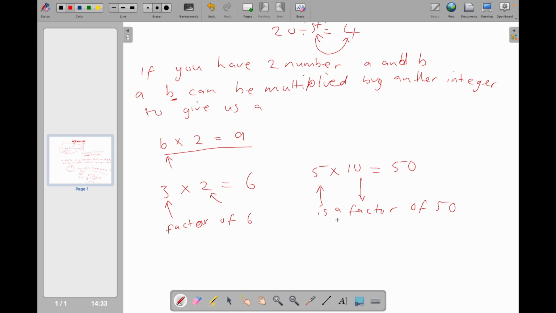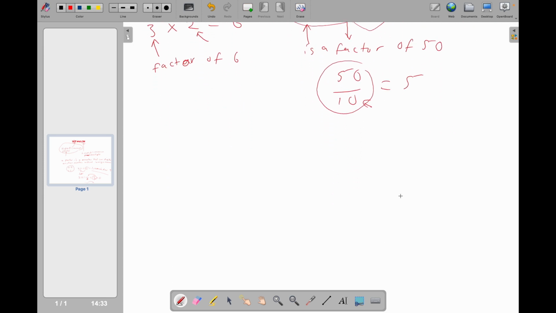So that's how you find factors. They can multiply each other together. And yeah, you can find them also by dividing. If you divide by 10, then you get 5, and you know 10 is a factor. So this is to prove. But if you know any numbers that can be multiplied to give you a certain number, it means those numbers are factors of that number.